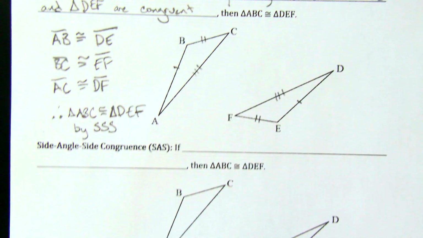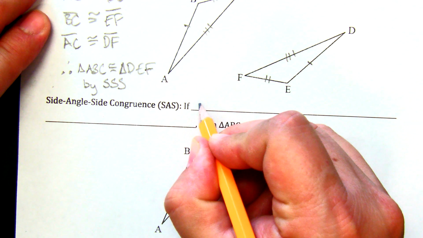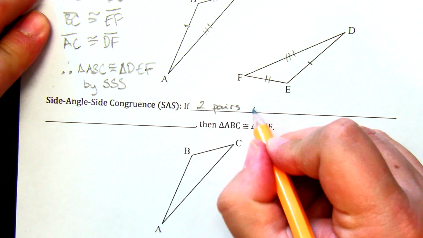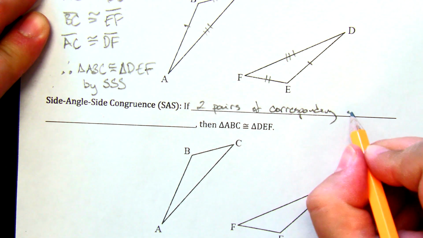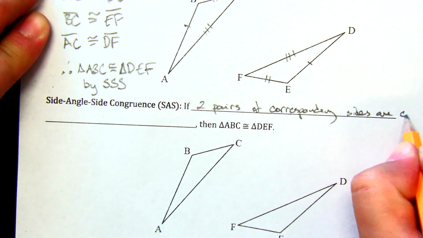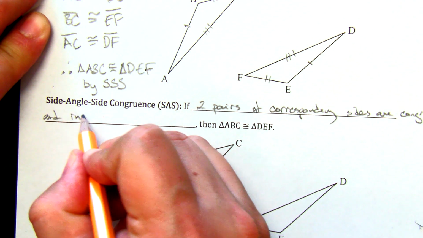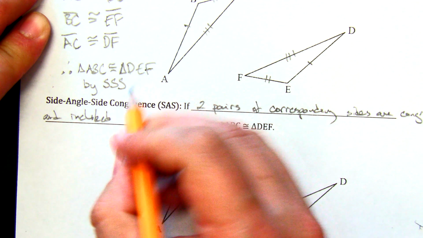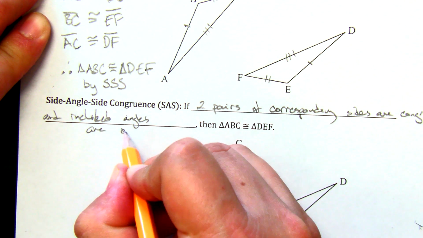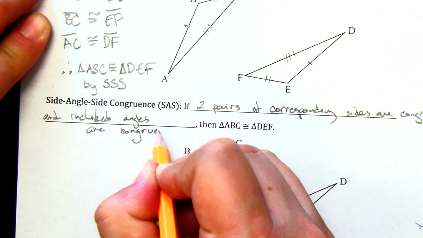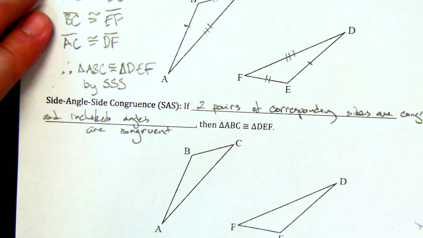Next up, side, angle, side. Side, angle, side says if two pairs of corresponding sides are congruent and included angles are congruent, then the two triangles, ABC and DEF, are congruent. Sorry, I'm trying to fit this all in.